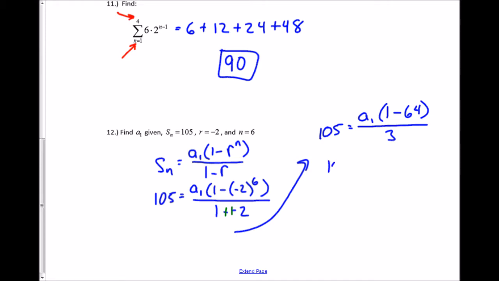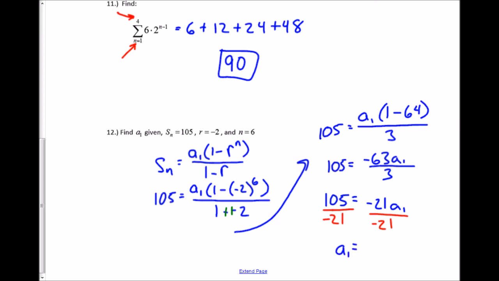So now I'm going to solve this. I've got 105 equals a sub 1 times, that's going to be a -63. So I get a -63 times a sub 1 all over 3. I'm just going to keep on simplifying this side. -63 divided by 3 gives me a -21. And now I just divide each side by this -21. Now I'm at the point where I'm going to solve. And really, this is just testing you on, can I take this formula and manipulate the equation a little bit? And when I do the 105 divided by the -21, it gives me a -5. And that's it. So my a sub 1 is a -5 this time. Okay?